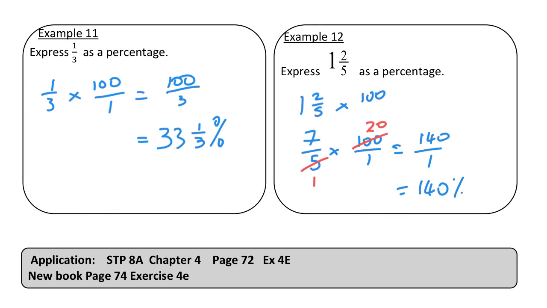Of course, for all of these examples, the last couple of examples, we could have changed those into decimals and then multiplied by 100, but it's actually quite nice to leave them in the fraction form.